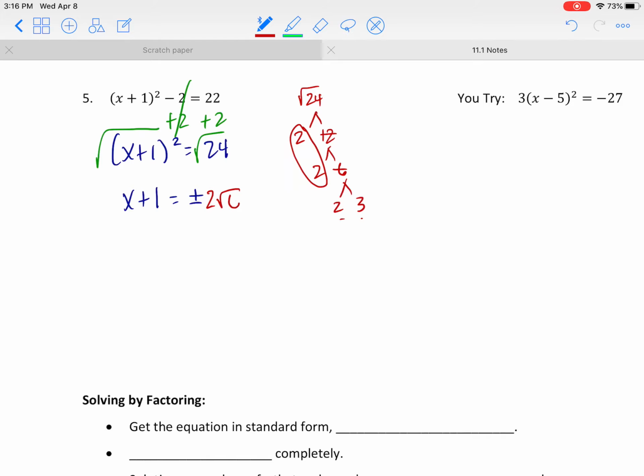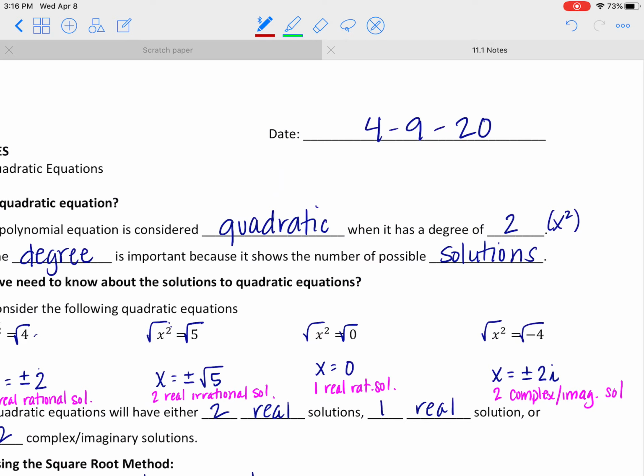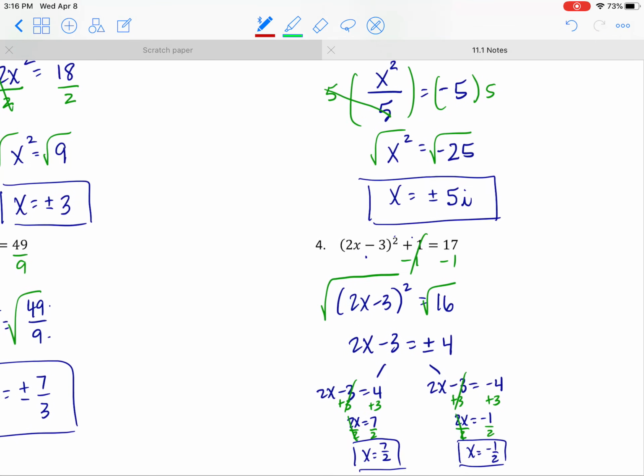I can't take the square root exactly, but I can simplify. So 24, this is bringing back our chapter 10, right, is 2 and 12, and that's 2 and 6, and that's 2 and 3, which means a 2 comes out and a 6 stays in. So radical 24 becomes 2 radical 6.